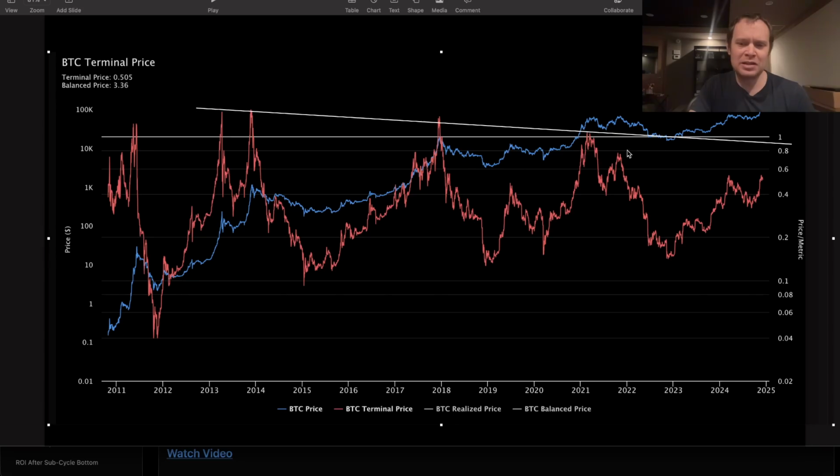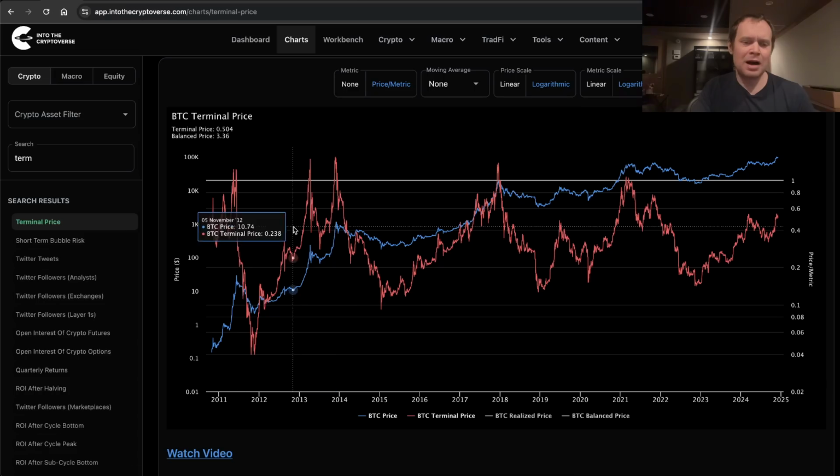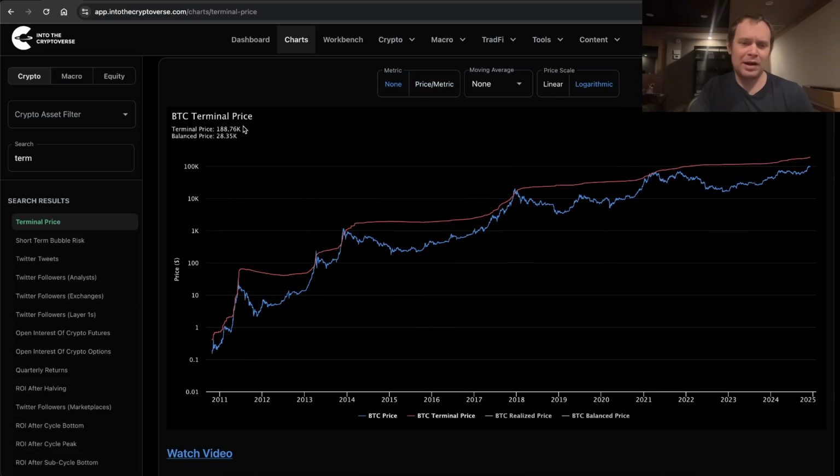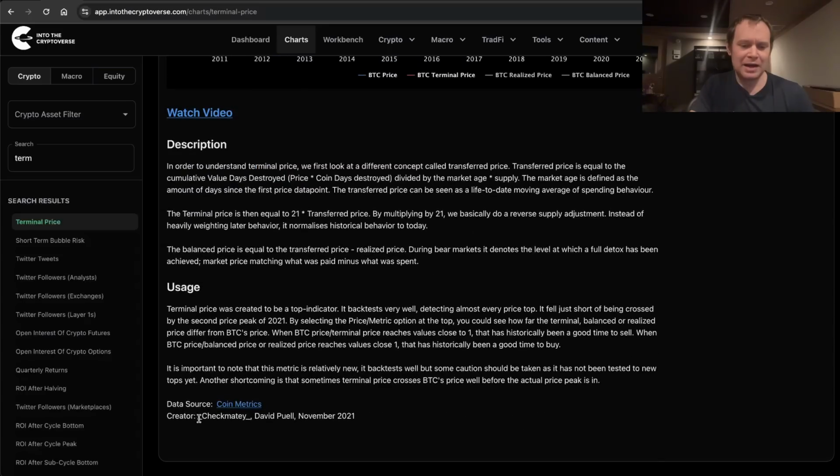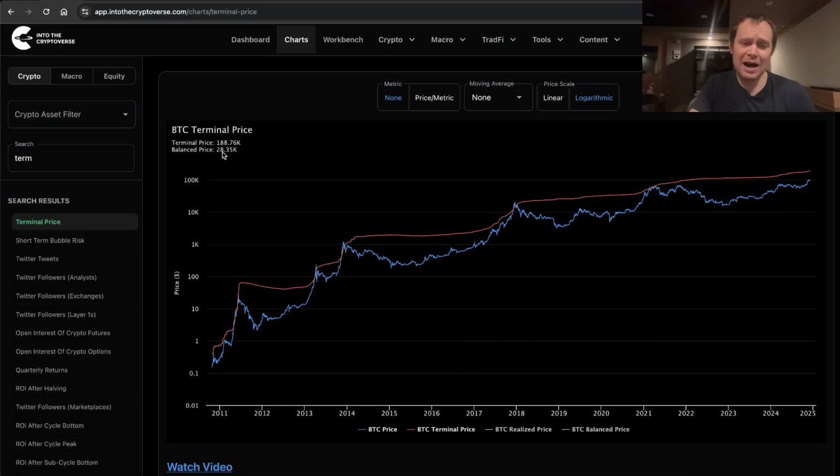And if it were to continue like this, perhaps it would get up to about 0.9, which is really interesting because if you do the pi cycle top diminished peaks, it also shows about 0.9 rather than 1. So that's just something to keep in mind. Right now, the terminal price, and again, this is not my metric, it was created by, you can see the creators here, Chuck Mady and David Puel. Right now, the terminal price is at 188K. So just keep those numbers in mind.